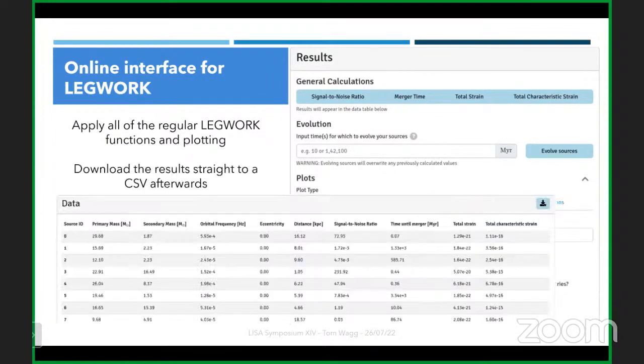And at the same time, you can then download all those results to a CSV straight afterwards. You'll get a big table at the bottom. You can click that download button in the top right. And you can do all of this without ever having to install a Python package.